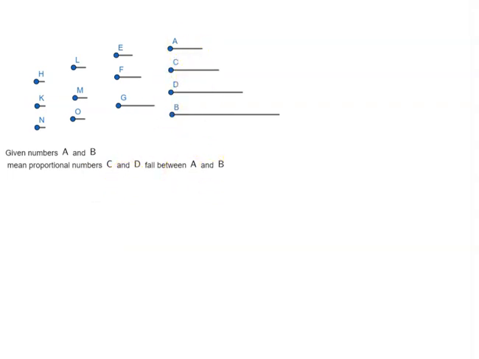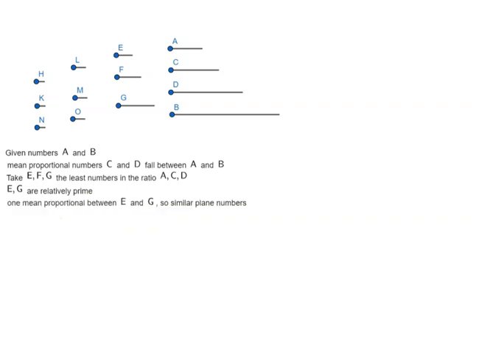B. Based on our previous propositions, take E, F, G, the least numbers in the ratio A, C, D. We know how to do that. So since they are the least numbers, E and G are relatively prime. So we have one mean proportional between E and G. So they are similar plane numbers. Again, the previous proposition itself.